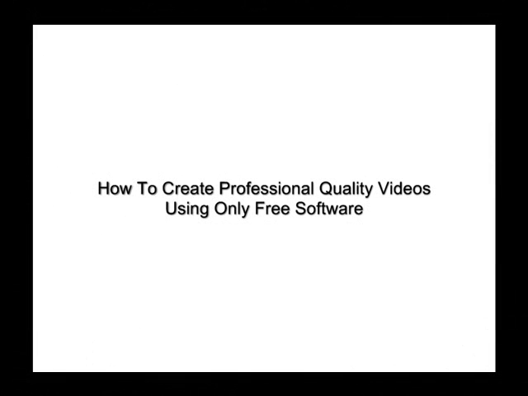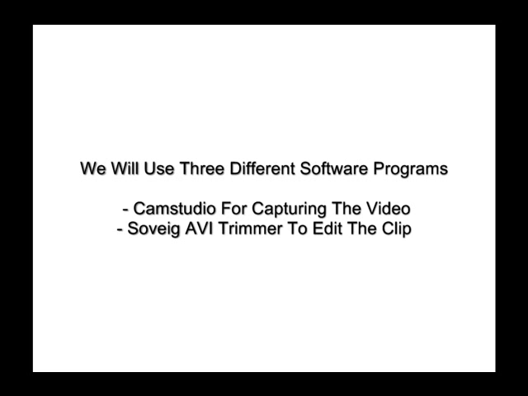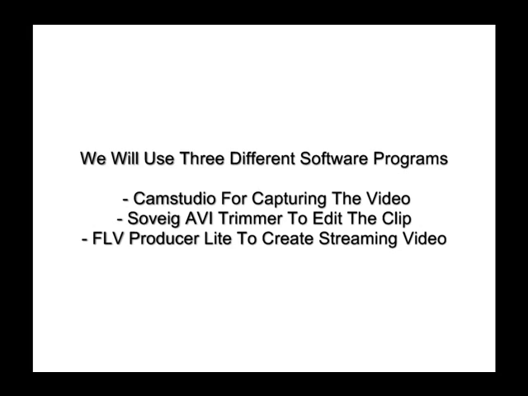In this video series, you're going to learn how to create your own professional quality videos using software that you can download for free. To create our videos, we will use three different software programs. First, we'll use CamStudio to capture the video from the screen. Then we'll use Sovig Avid Trimmer to edit the clip. And then we'll use FLV Producer Lite to create the streaming video. You can download all of these programs from the links in the resources document.